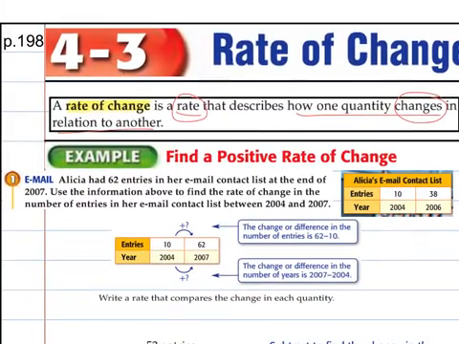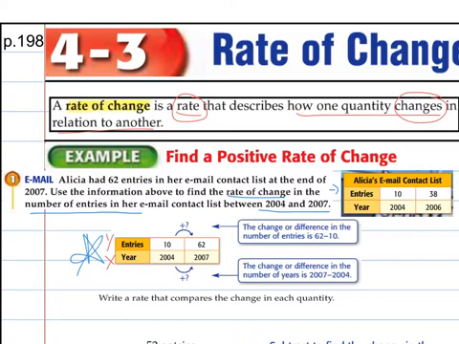So if Alicia had 62 entries in her email contact list at the end of 2007, we're going to use the information on the right to find the rate of change in the number of entries in her email between the years 2004 and 2007. The table in your book looks more like this one. So we're looking for entries per year, not year per entry. So you always want to think of what am I comparing, my Y to my X value. Okay? Your dependent to your independent.